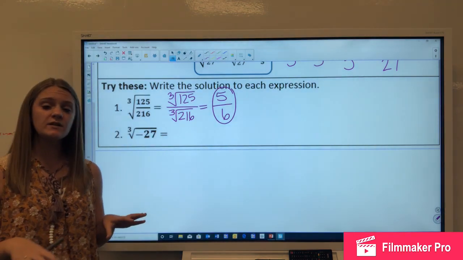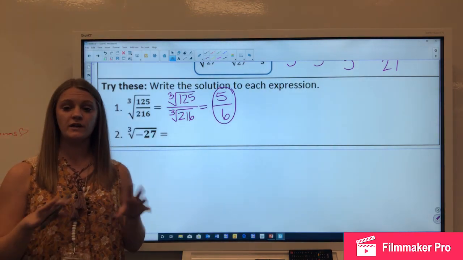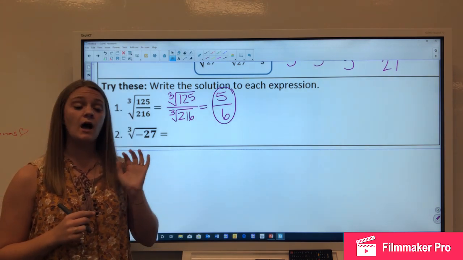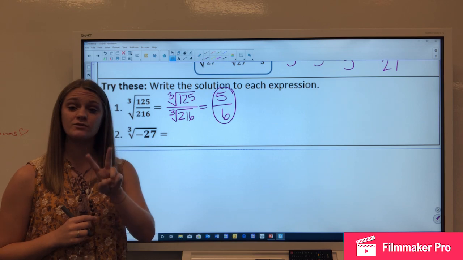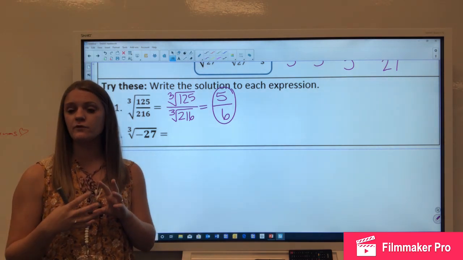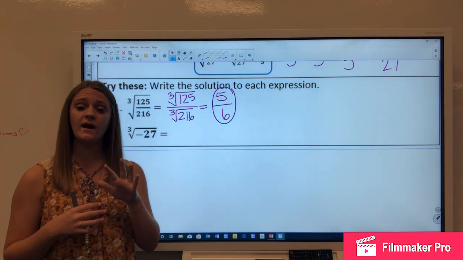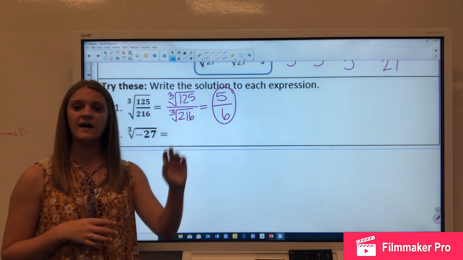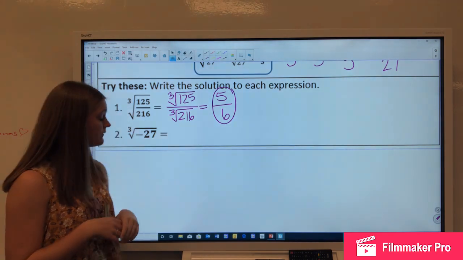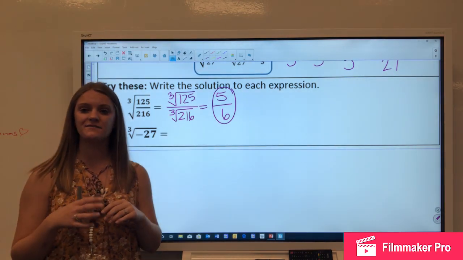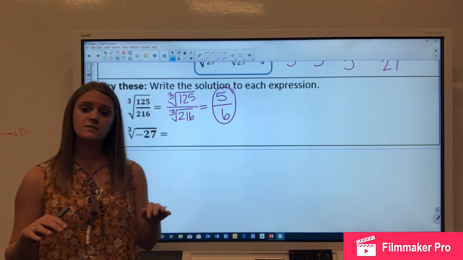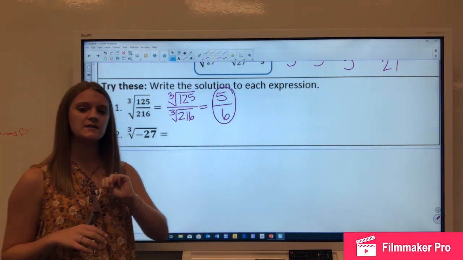Now, last little example, I just kind of want to show you something for exposure, just in case you run into it. You saw that square roots can have 2 solutions, because a negative times a negative can equal that positive. So for example, the square root of 25 is not only 5, because 5 squared is 25, but it's also negative 5, because negative 5 times negative 5 is 25. So cube roots do not have negative solutions, because 3 negatives don't make a positive.